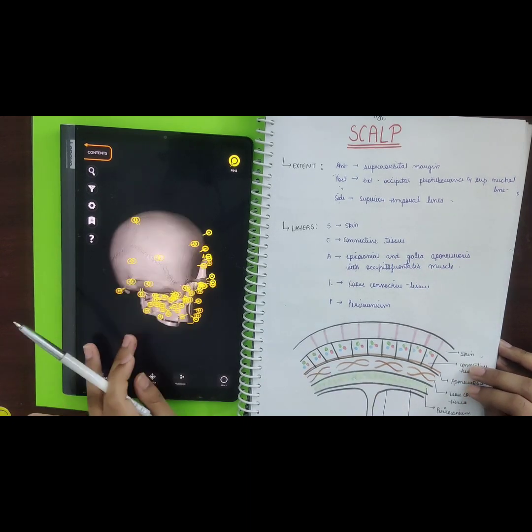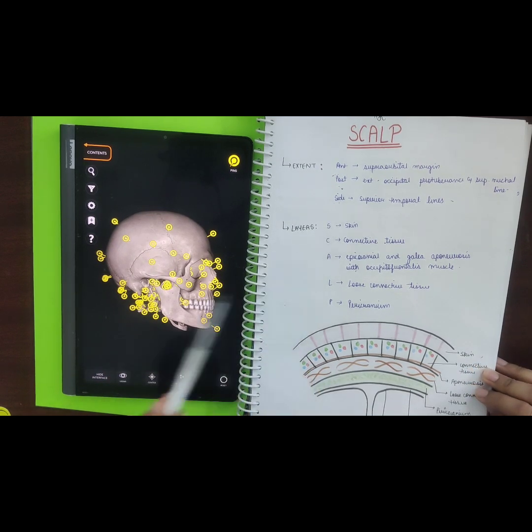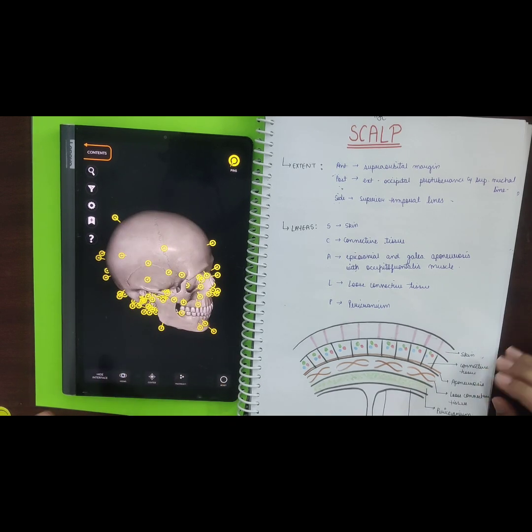And on the sides, we have the superior temporal line. So this is basically the temporal bone, and this is the superior temporal line. So this is the extent of the whole scalp. Okay, then there are 5 layers in the scalp.